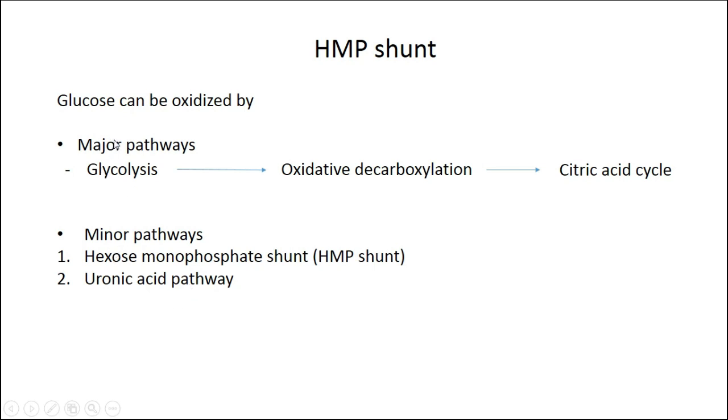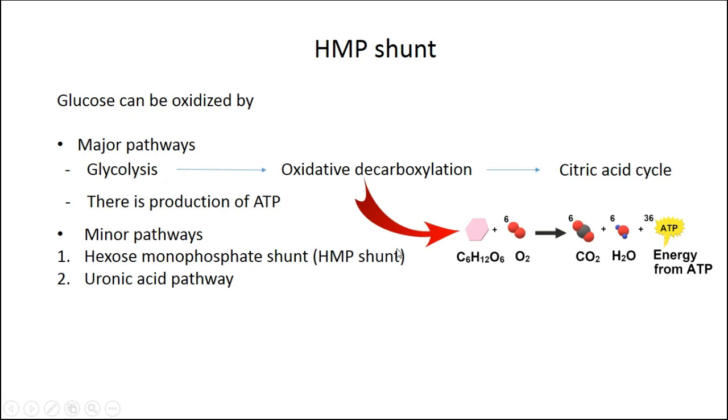And the difference between the major pathways and the minor pathways is in the production of ATP. So in the major pathways there is production of ATP when we are oxidizing glucose. But in the minor pathways there is no production of ATP, and that's a key difference between the major pathways and the minor pathways. So all of these are pathways to oxidize glucose, but the thing that you have to know is that all of them start with the same reaction. So let's take a look at this reaction.